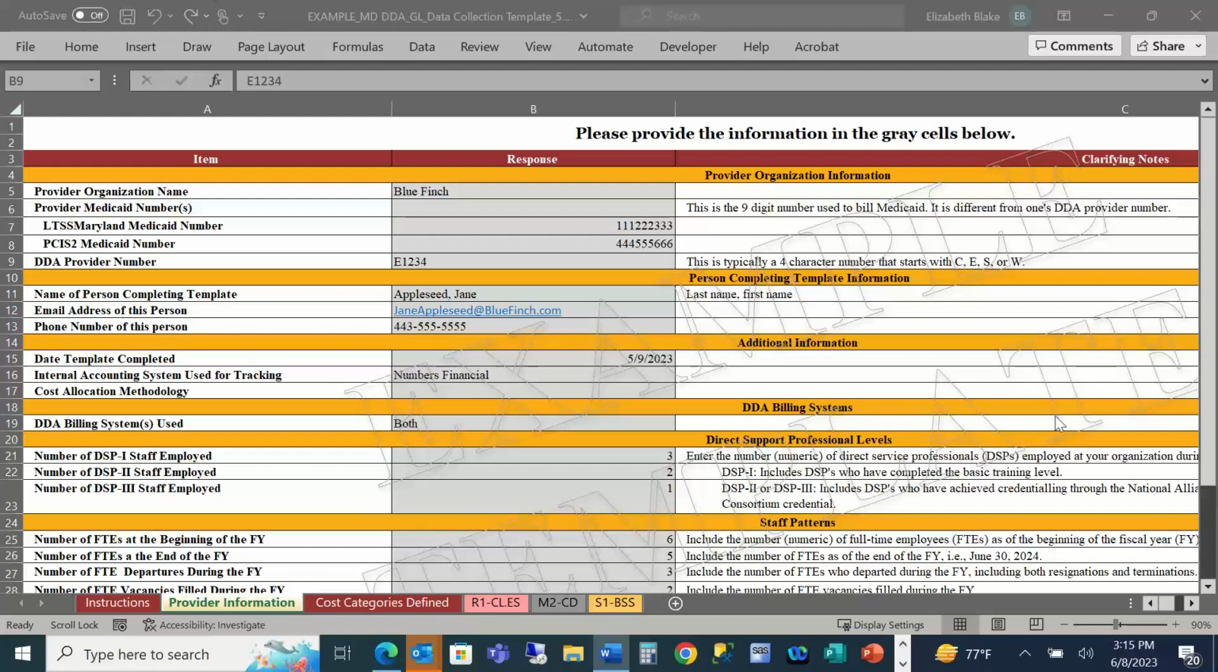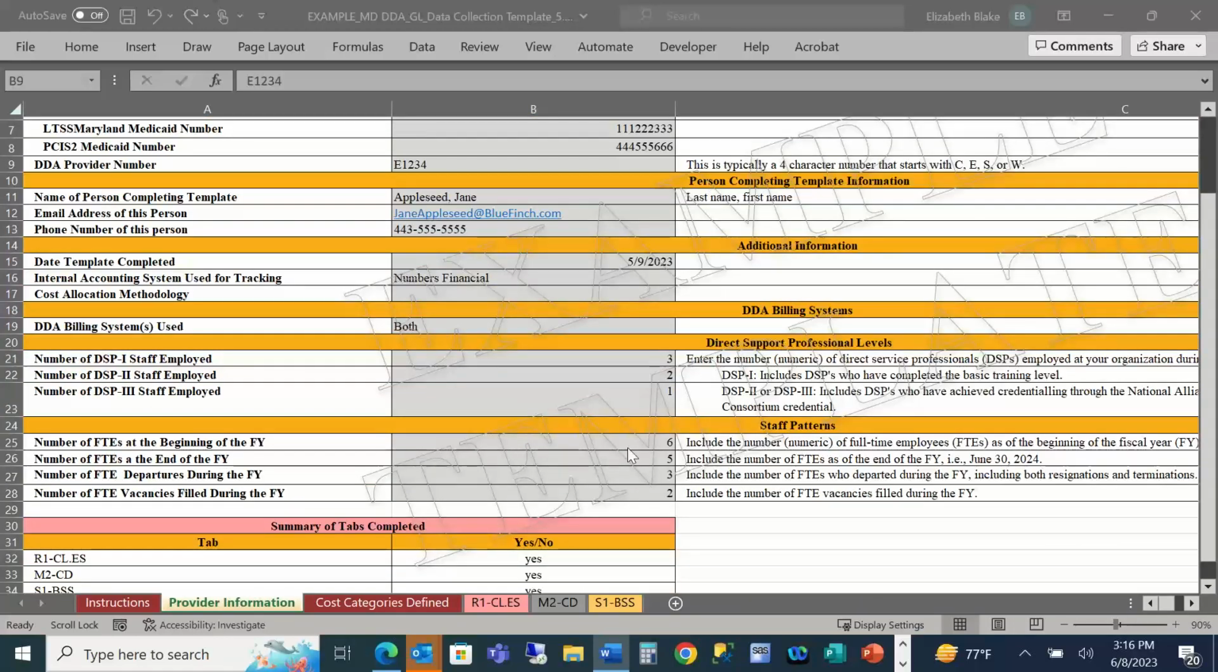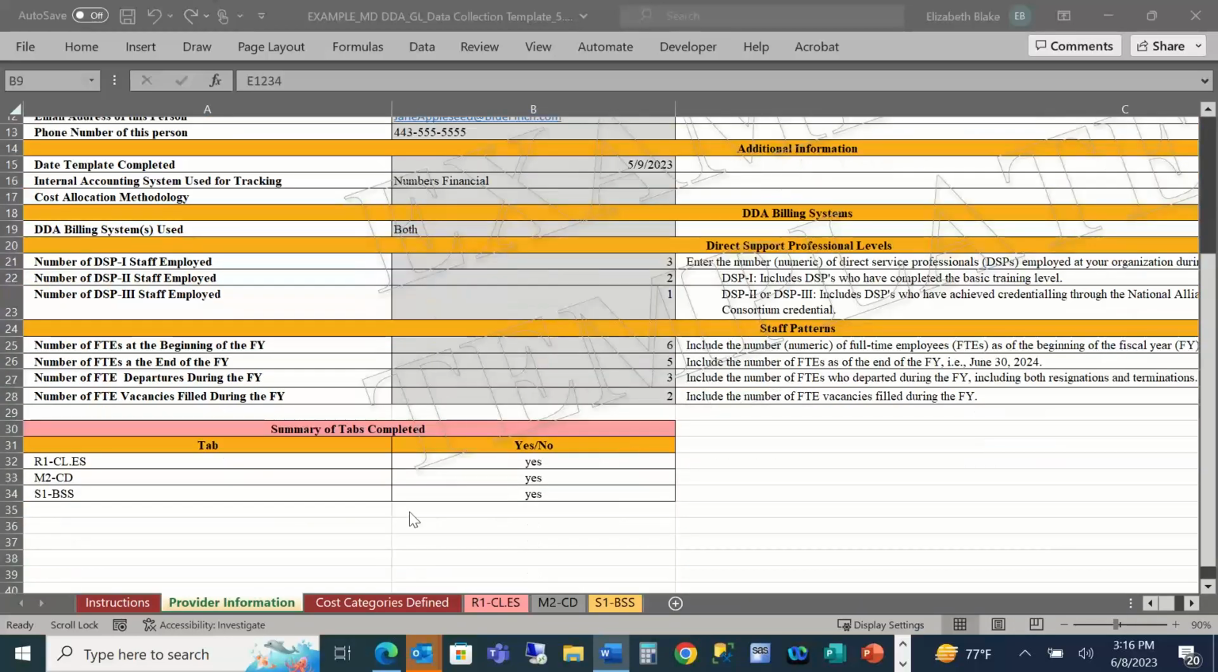So the last two chunks of information that we ask for are going to be the number of DSP level 1, 2, and 3, as well as the information on staffing patterns for full-time employees, which is all right here. The last thing that you're going to see on this provider information tab is the summary of tabs completed. This has been shortened just to make it a little bit easier to read. The one in your actual general ledger template that you'll be completing is much longer, but these yes, no cells here are going to auto-populate.